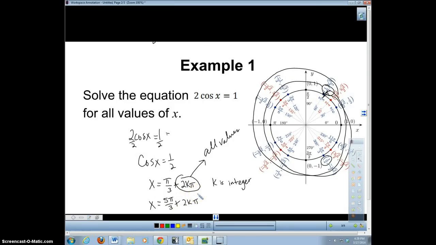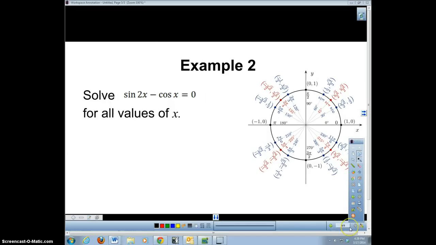All right, so let's take a look at the next one here. Here's my next example. Solve sine of 2x minus cosine x equals 0. So we're going to solve this the same way we did the other one. I'm going to change this to 2 sine x cosine x. And remember that sine 2x is a double angle identity. So since we have a double angle, we want to change it to its identity form. Minus cosine x equals 0.